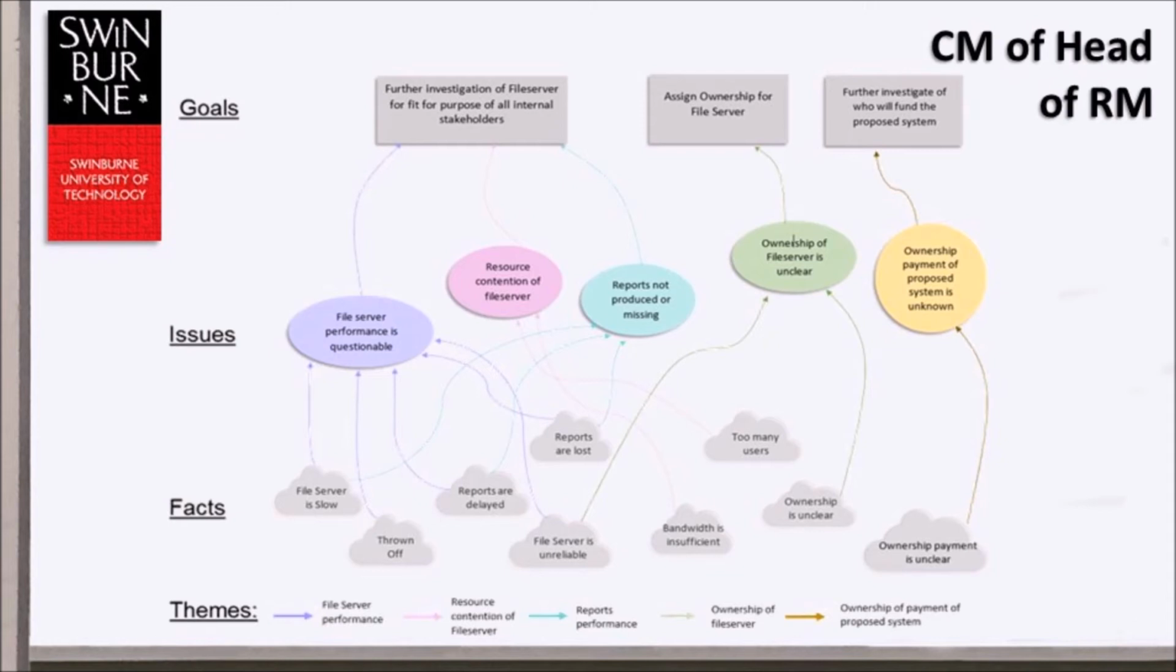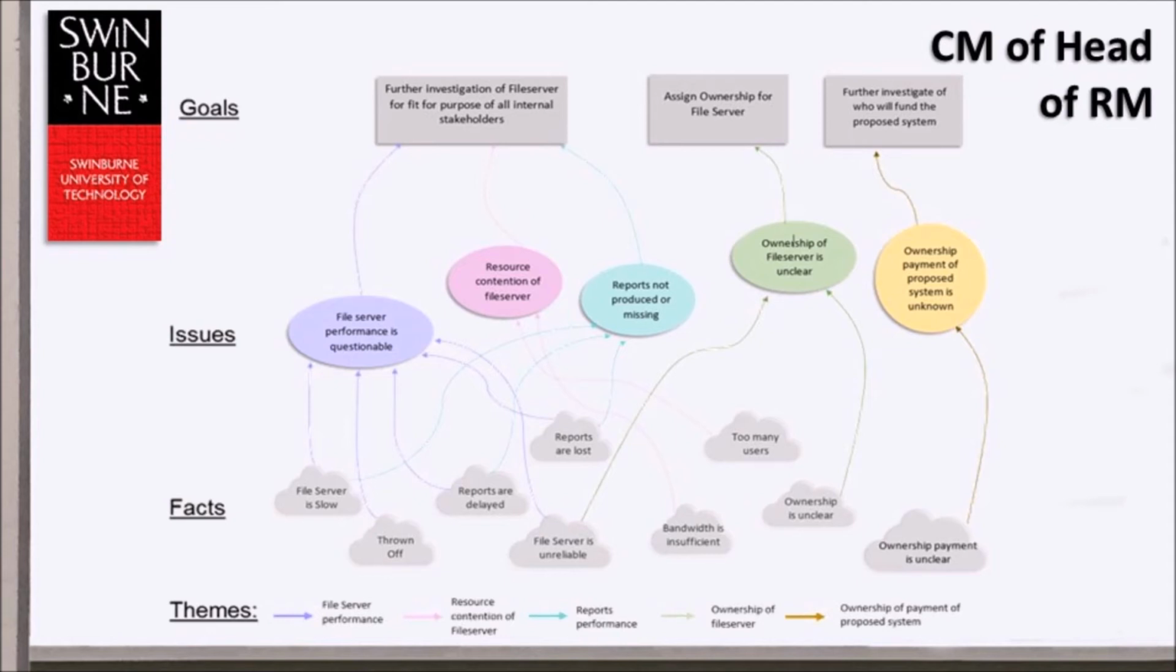Now, clubbing the various problems stated by the head of risk management, we have identified 5 issues. One of them is that the file server performance is questionable. The second is that the resource contention of the file server is too severe. The third is that the ownership of the file server is unclear, which was stated earlier by the CIO as well. The reports are not produced or missing, which in turn is questioning the efficiency of his team. That is the fourth issue that we have identified. And again, the ownership of payment of the proposed system is unknown.